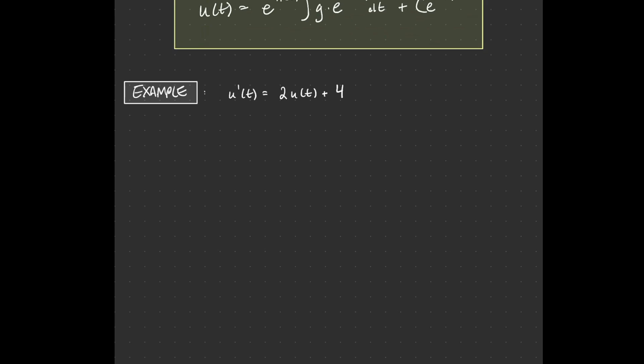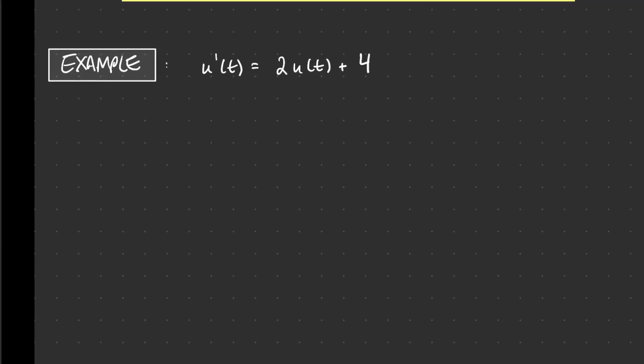All right, so let's do a quick example to just show how this works again. I'll do it the long way and then the quick way. So first of all, we write it in the form that we want, which is u prime minus h u equals g. Notice that we have a constant coefficient and the forcing term is constant.